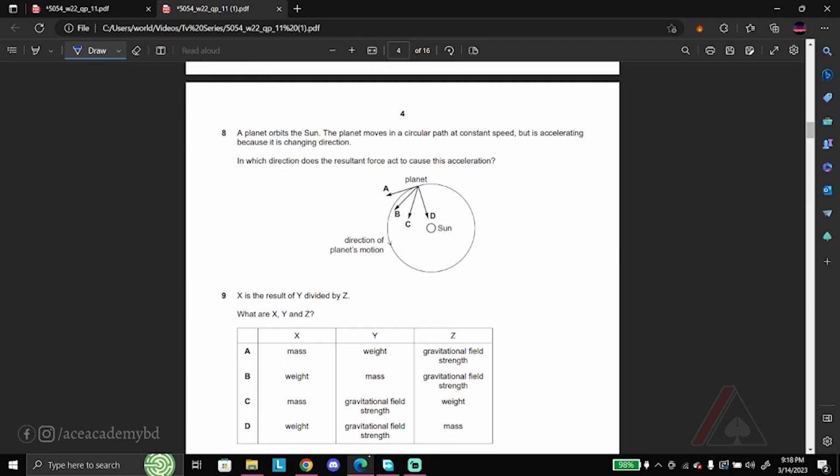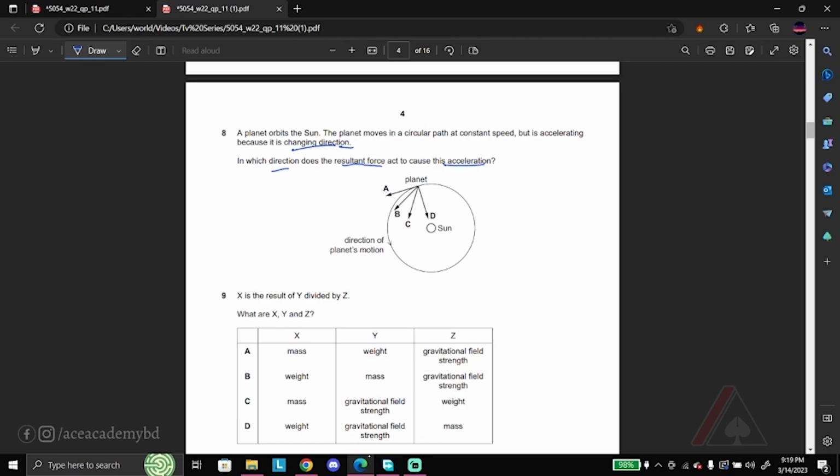All right, a planet orbits the sun. The planet moves in a circular path at constant speed, but is accelerating because it is changing direction. In which direction does the resultant force act to cause this acceleration? All right, so this is a typical question regarding circular motion or centripetal force.